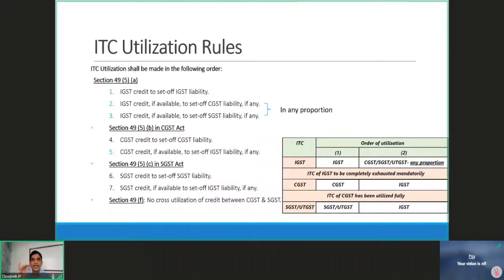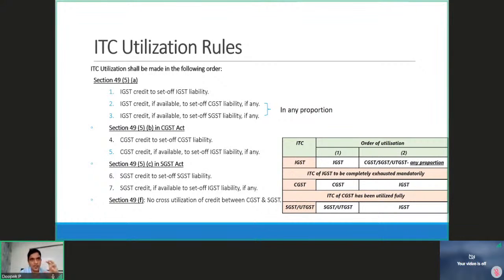That is the like-with-like first rule. IGST credit will be offset with IGST liability. I have a credit of IGST of 100 rupees. I have a liability of 40 rupees of IGST. So from this 100, I will utilize fully 40 for my IGST liability. Balance of 60 rupees is the credit which I have.